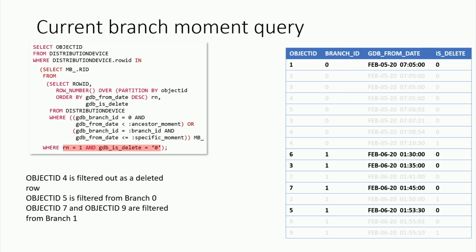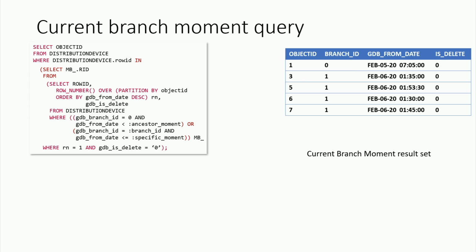7 is being filtered out because we inserted it, and we updated it in the branch, so only one of the 2 rows remains. And then object ID 9 is filtered out entirely because we inserted it, then we promptly deleted it in the branch. So this is the result of that query using that example. So we've combined both default as well as a branch for this moment query.